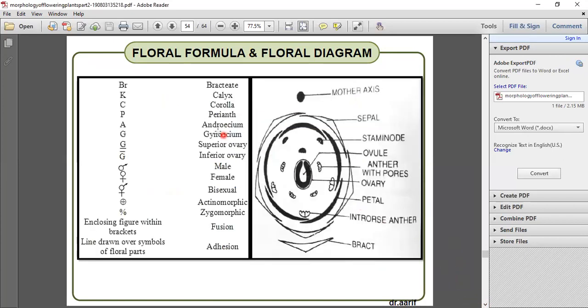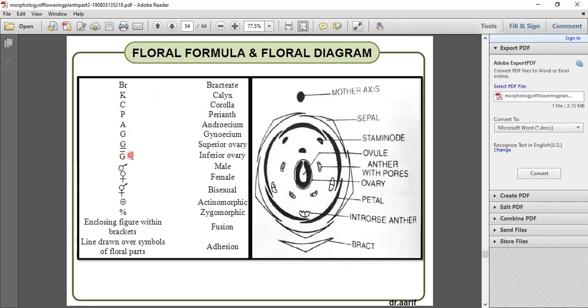floral diagram. So here in the left part, you have the symbols of the floral formula, and this is how the floral diagram looks. We will look into the meaning one by one. If it is written as Br, that means it has bract. K represents calyx, C represents corolla, perianth by P, androecium A, gynoecium G. Now the only challenging thing is you need to remember K for calyx, not C, because calyx and corolla both start with C.